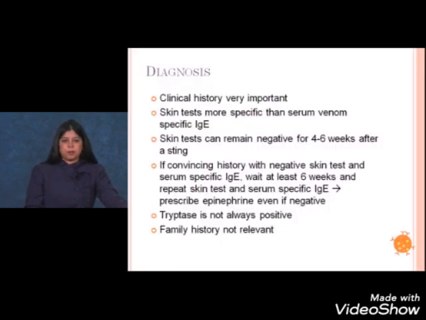The clinical history is very important. Skin tests are more specific than the serum venom specific IgE, so you should refer to an allergist for skin testing. But note, the skin test can remain negative for 4 to 6 weeks after a sting. So if there's a convincing history of anaphylaxis to venom with a negative skin test and serum-specific IgE, the recommendation is to wait at least 6 weeks and then repeat the skin test and the serum-specific IgE. And then, if negative again, we would still probably prescribe epinephrine as a safety precaution. Tryptase is not always positive, and family history is not relevant.